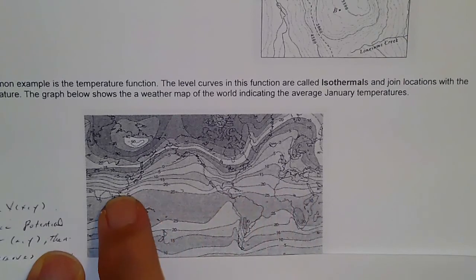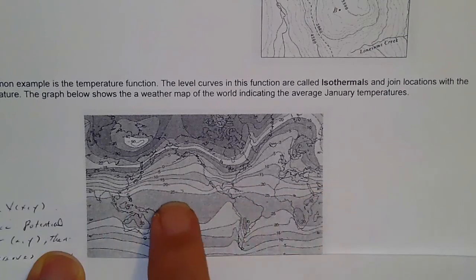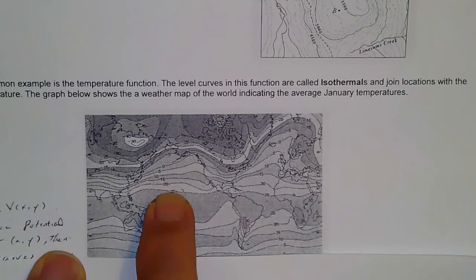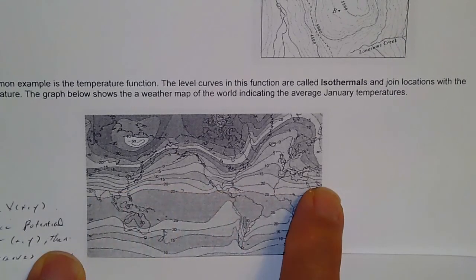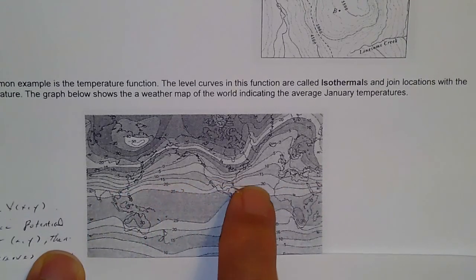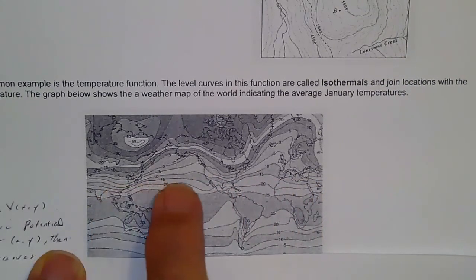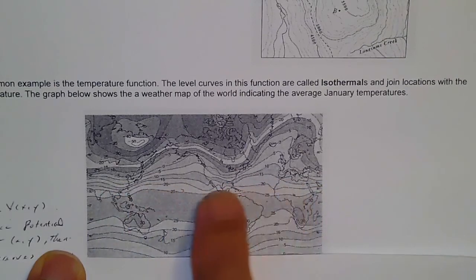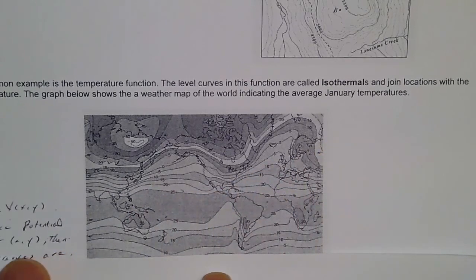Basically, if you follow any of these curves, let's say from west to east, notice that on this particular line the temperature is 20 degrees Fahrenheit from left to right. So any city, country or state which happens to be right about here has a temperature of 20 degrees Fahrenheit at a specific time of the day.